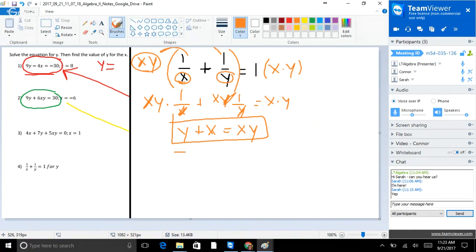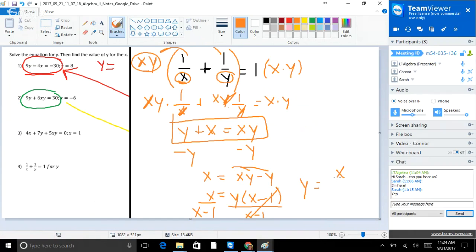Let's subtract y from both sides. So we're left with x equals xy minus y. And let's use our trick of reverse distributing to pull out our y. So we're left with x equals y times (x minus 1). And then we can divide both sides by x minus 1. So if you solve this, you get y equals x divided by x minus 1.